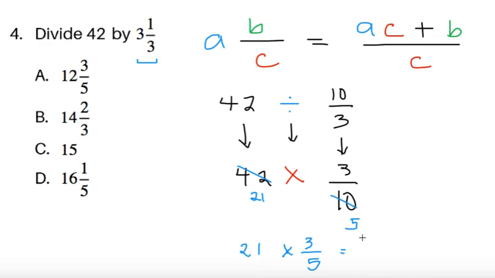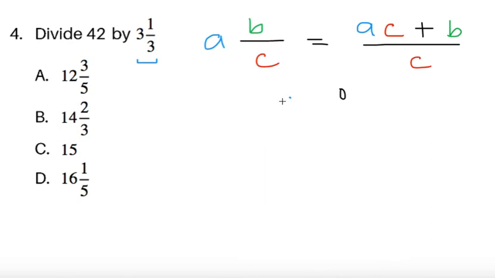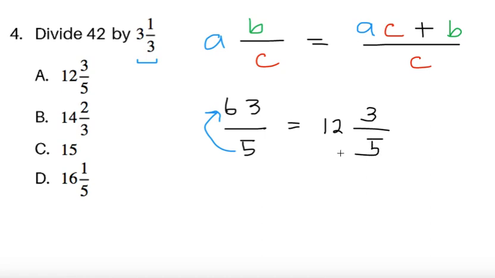21 times 3 is going to be 63. So 63 over 5. Then all we have to do is convert 63 over 5 into a mixed fraction, since none of the answer choices are improper fractions. So how many times does 5 go into 63? We get 12, and then the remainder is 3, over 5. So we have answer A.